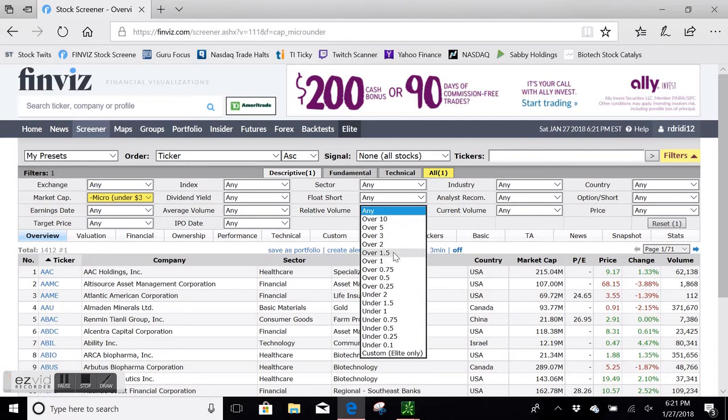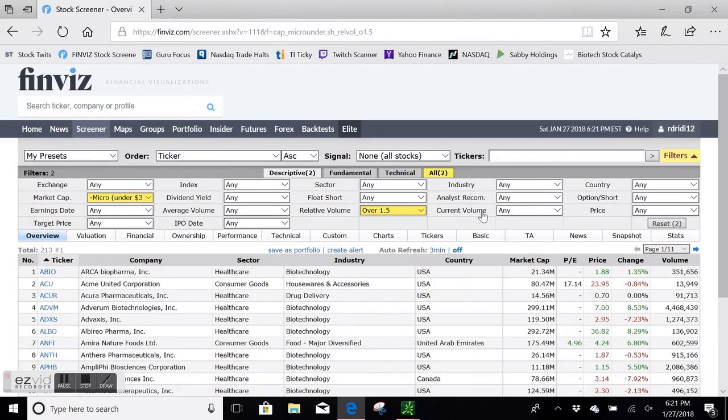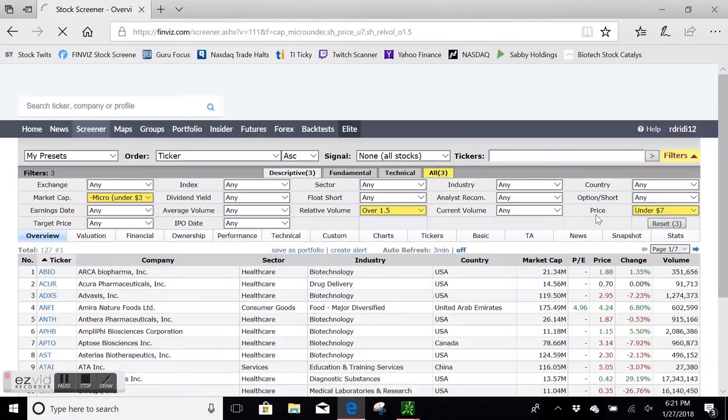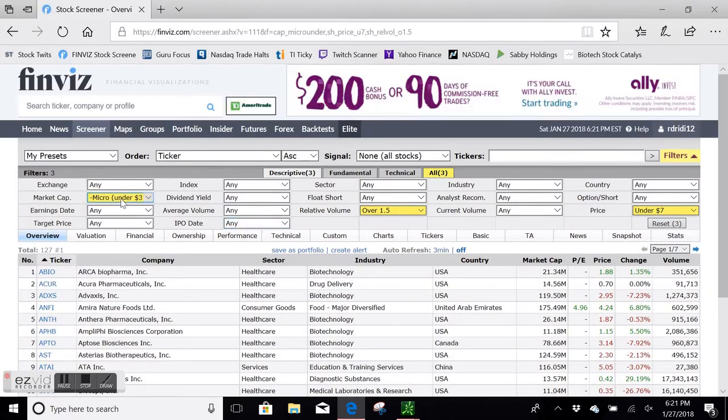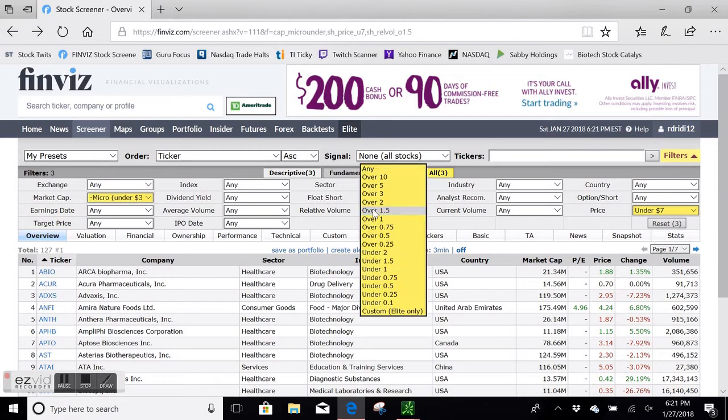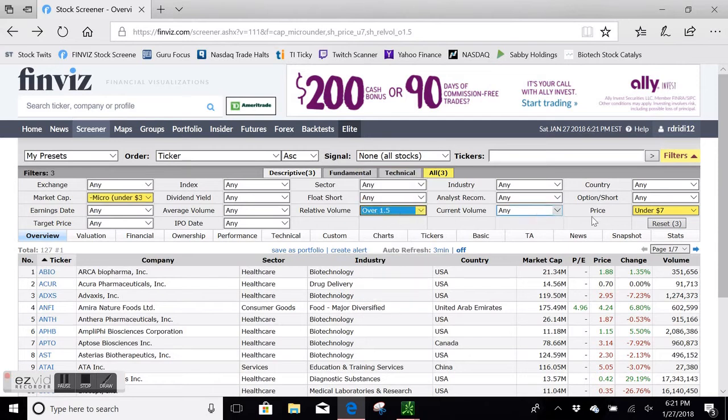Market cap. Sometimes I use relative volume. Let's just say 1.5 times relative volume. And I use price. So I generally do here under $7. So right now I'm saying I want something that's a micro cap under 300 million, relative volume over 1.5 in the last day, and the price is under $7.